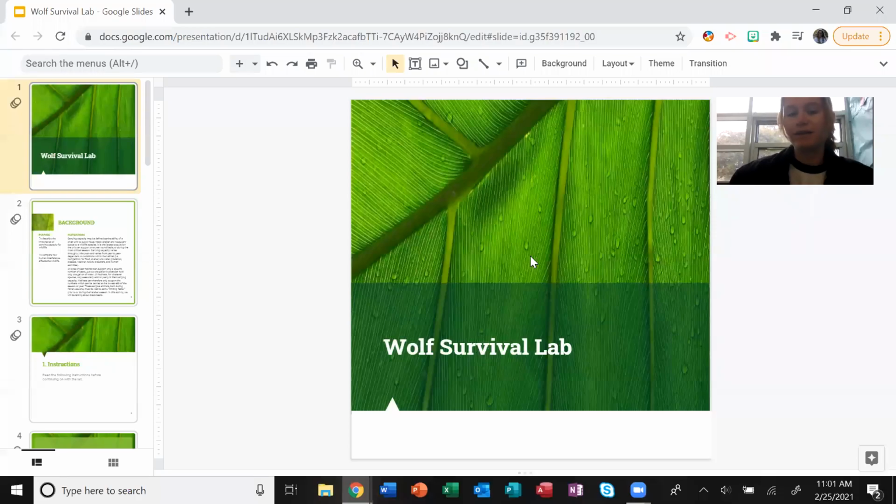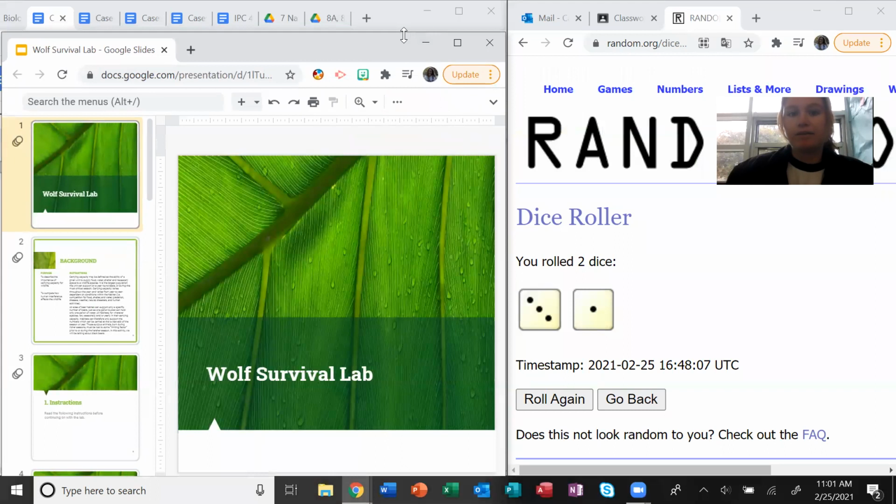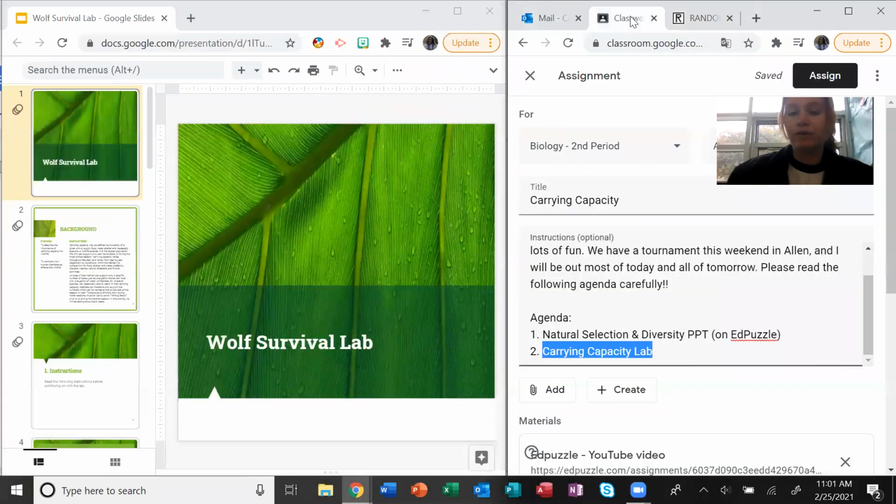All right, hello again. We are going to go over the Wolf Survival Lab, aka Carrying Capacity Lab. I'm not sure why I double named it, but you'll see it in Google Classroom as Carrying Capacity Lab. Got it highlighted there.